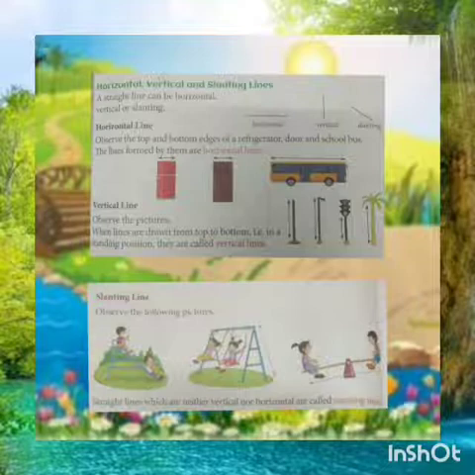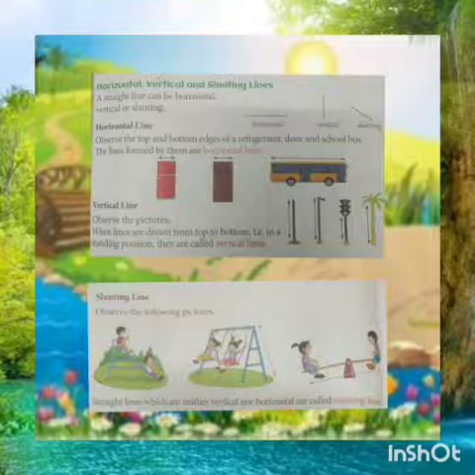Okay. Now first one, horizontal line. You can see the pictures there. First one is a fridge, second one a door, and third one a bus. Observe the top and bottom edges of the fridge, door and the bus. The lines formed by them are horizontal lines. Understood children?